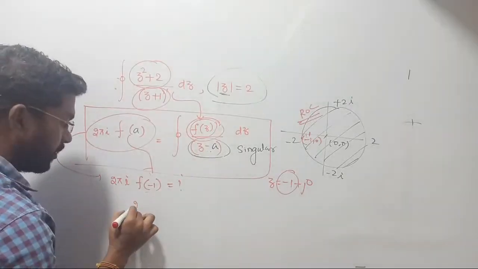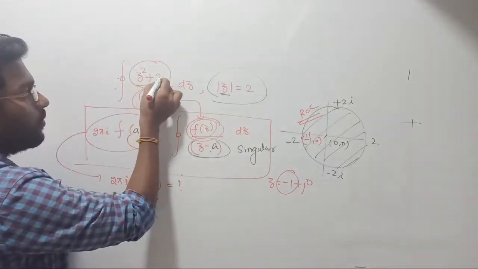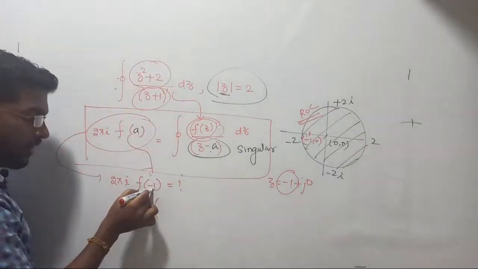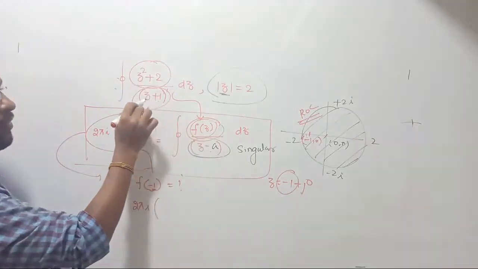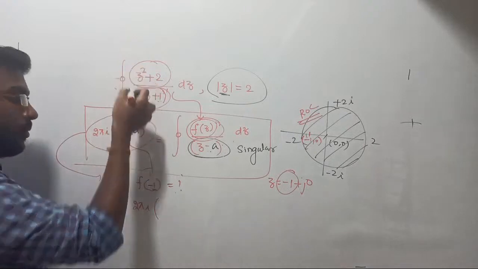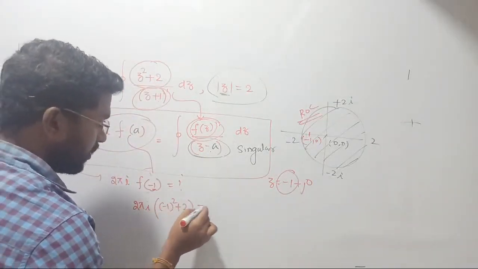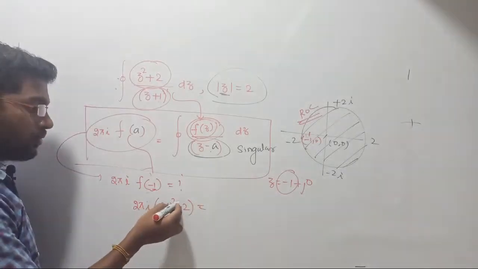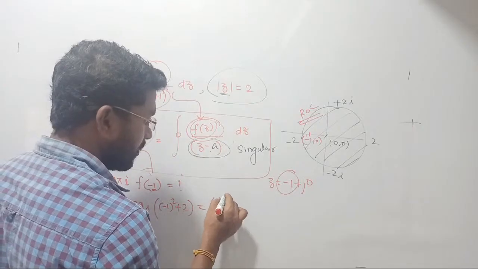So simply I can say 2 pi i into that function. The function value is z square plus 2. For z we have to consider -1, right? z will be replaced by -1, because z plus 1 means z equal to -1. If you substitute -1, -1 whole square plus 2, such that -1 whole square will become +1, +1 plus 2 will become 3, 3 into 2 will become 6. So your answer is 6 pi i.